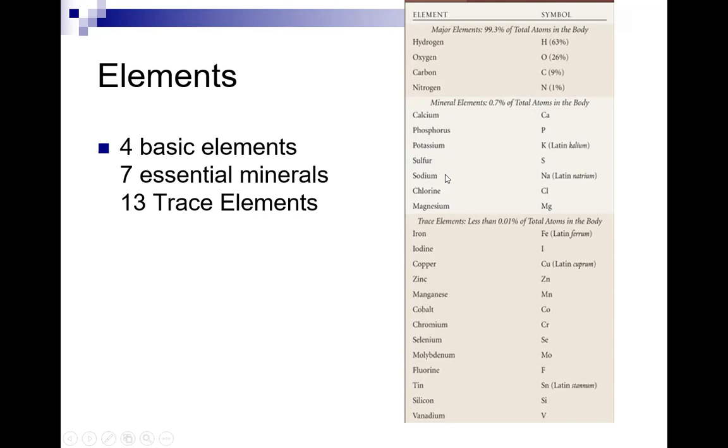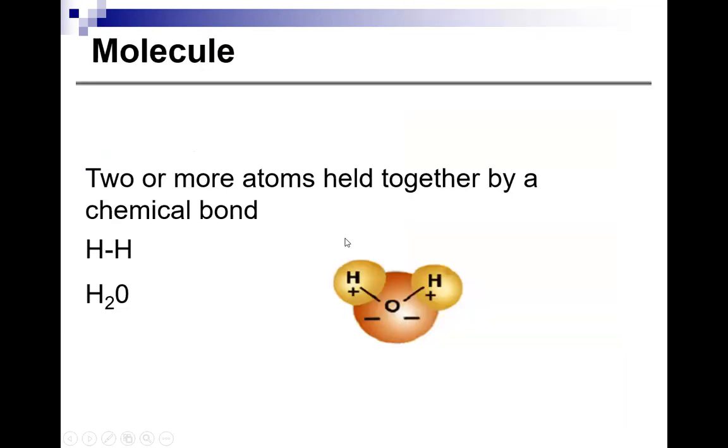But you have the mineral elements, and then you have 13 trace elements. So these are other atoms that are important in the body. So iron, iodine, copper, zinc, manganese, cobalt, chromium, selenium, molybdenum, fluorine, tin, silicon, and vanadium. Like I said, a lot of times if you take a multivitamin, you'll see a lot of these in small amounts in your vitamins. So those are going to be the elements we see within the human body.